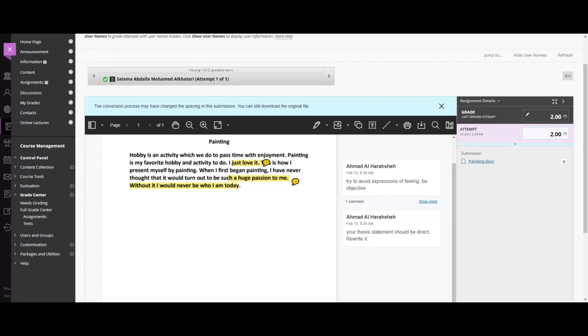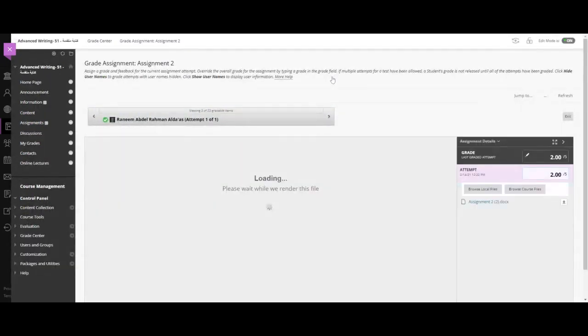This is how I present myself by painting. When I first began painting, I had never thought that it would turn out to be such a huge passion to me. Without it, I would never be who I am today. Now, again, Salama, where is your thesis statement? I need a direct thesis statement, ya Salama. So please rewrite it and provide us with a direct thesis statement.